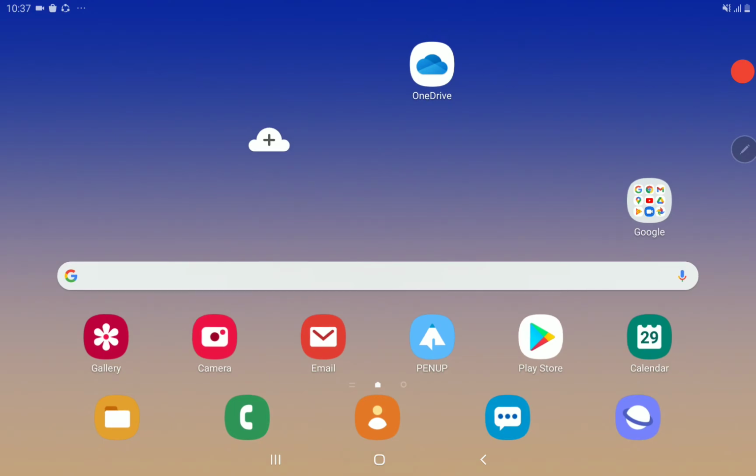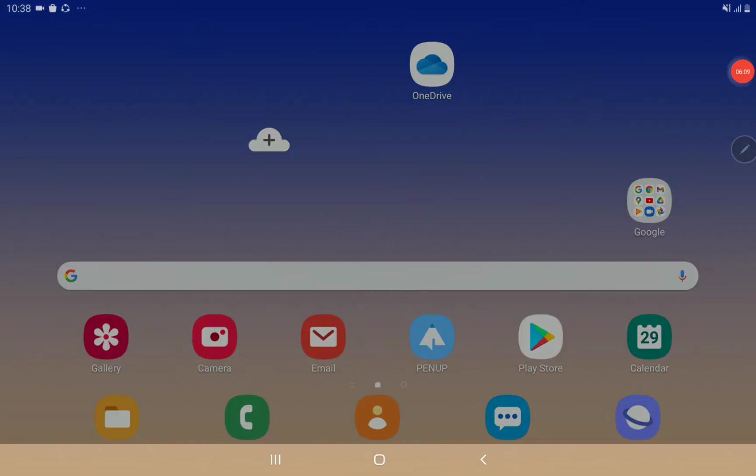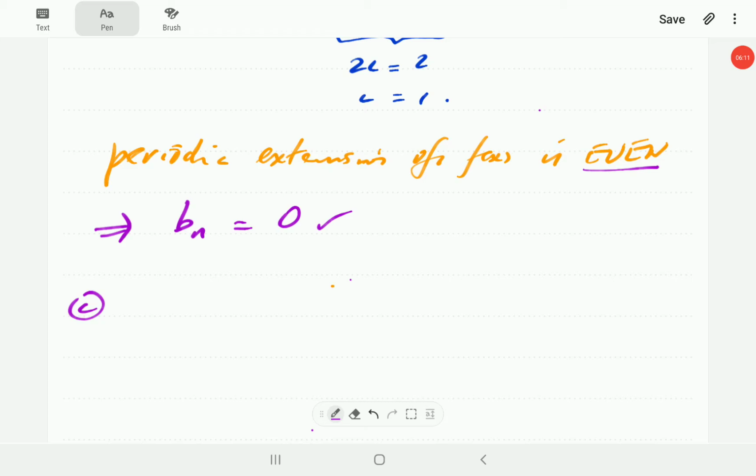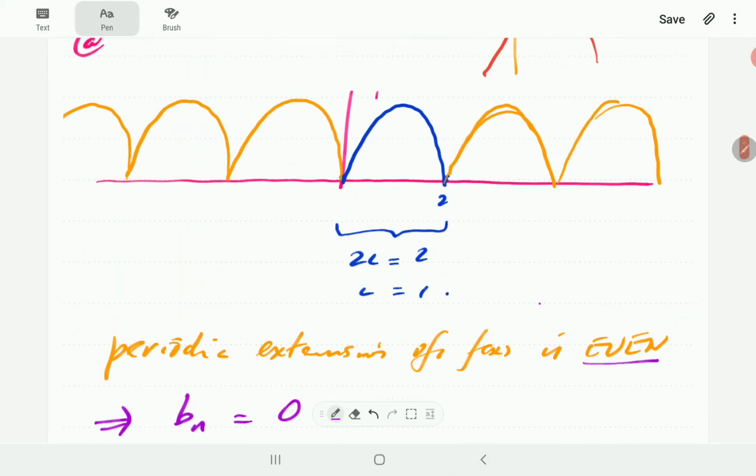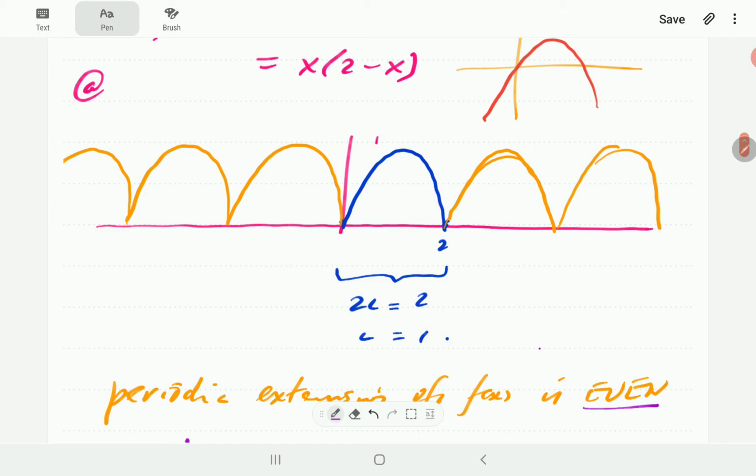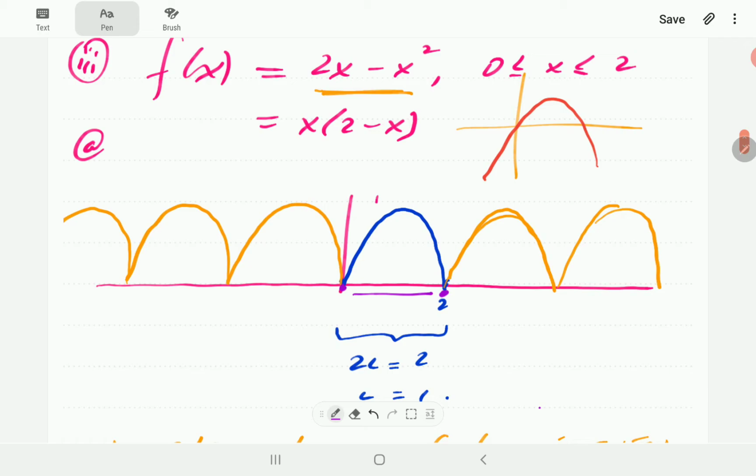All right, so let's start with the An then. We've determined that L is 1, so it's going to be 1 over 1. If we take x naught to be 0, then x naught plus 2L is going to be 2. It's always advisable just to use the interval of the function given, which is 0 to 2 here, when doing your calculations.